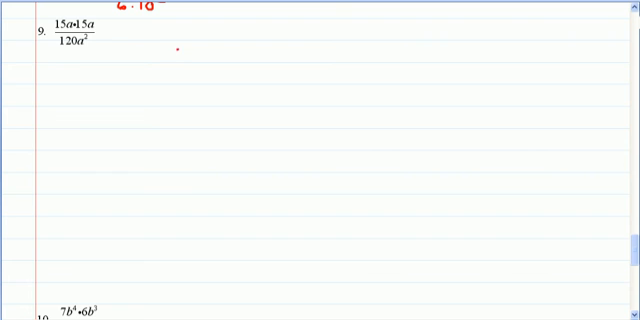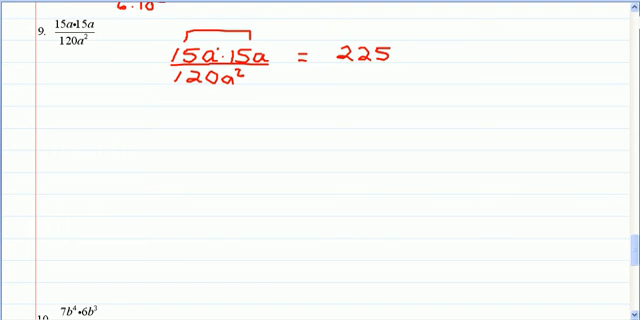For number 9, I also have two properties. I have 15a times 15a over 120a squared. So the first property is I'm going to multiply the numerator first. I'm going to combine the a's in the numerator and the 15's. So if I take 15 times 15, 15 times 15 is 225. And then to remind myself, I'm going to put the 1's next to the a's because property 1 says that when you multiply variables with the same bases, you add their powers. So it's 225a squared, and this is over 120a squared.